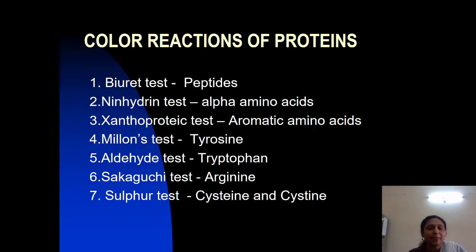In the next class we will discuss the structural organization of proteins. Proteins undergo 4 levels of structural organization, that is primary, secondary, tertiary and quaternary, and what are the bonds which stabilize the protein structure, and how the proteins undergo 4 levels of organization. That will be discussed in the next class.